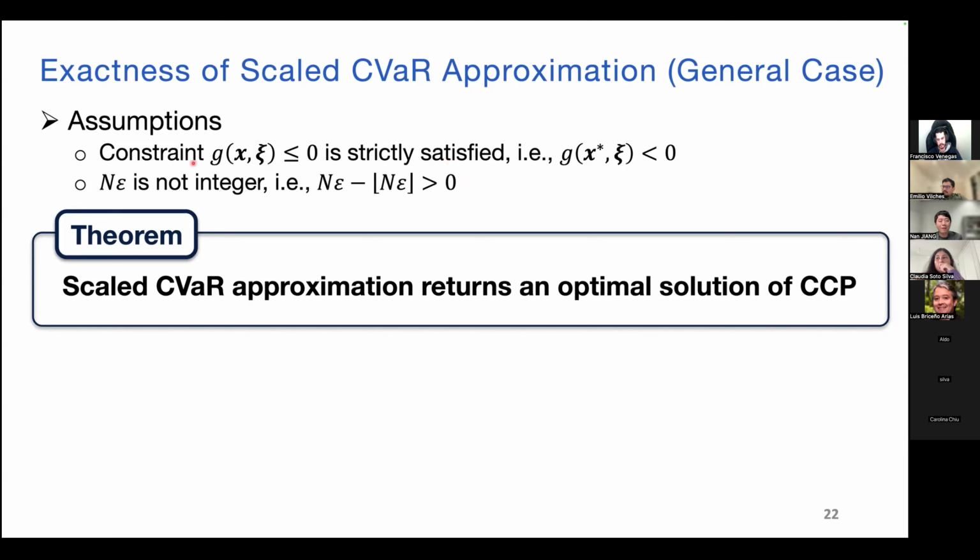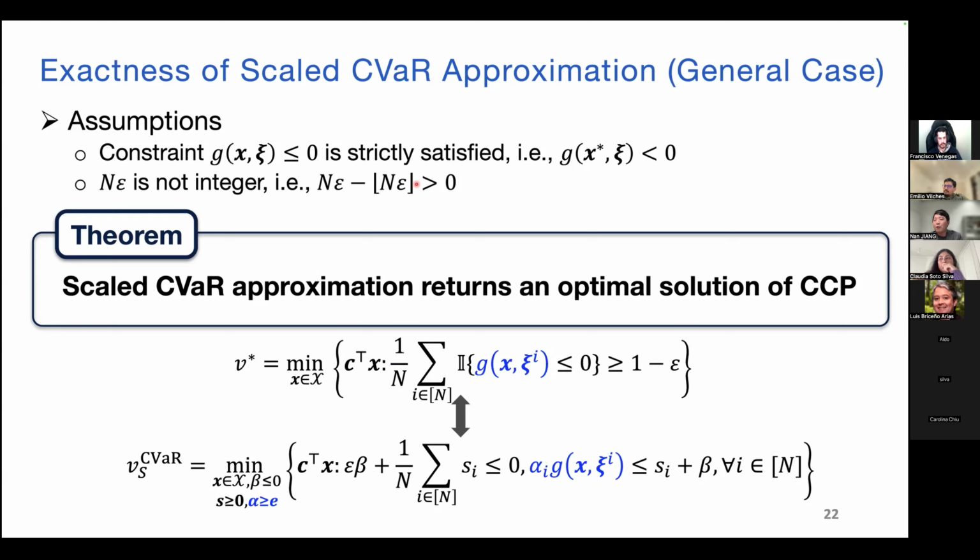So the first condition is to say, if the constraint is satisfied, it should be strictly satisfied. And the second condition is n times epsilon is not an integer. We still have some margin here. We are going to discuss those two conditions in the next slide. Maybe right now you feel those two conditions are too restrictive. So how can we prove this result?